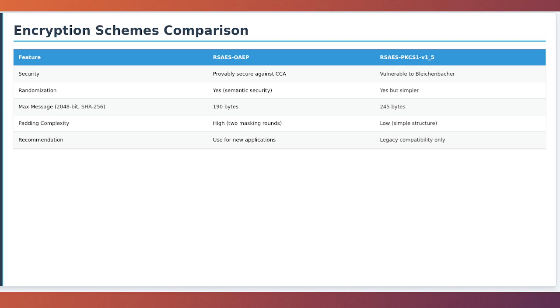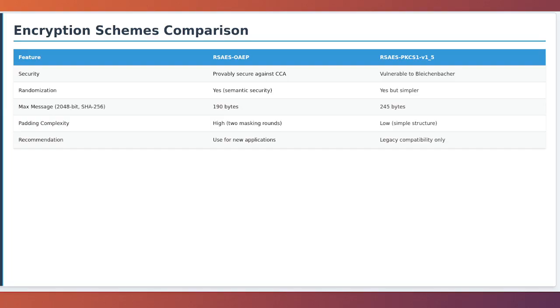The maximum message length for OAEP is smaller than PKCS 1 v1.5. It is k - 2hLen - 2 bytes, compared to k - 11 bytes. For a 2048-bit key with SHA-256, OAEP can encrypt at most 190 bytes, while PKCS 1 v1.5 can encrypt 245 bytes.